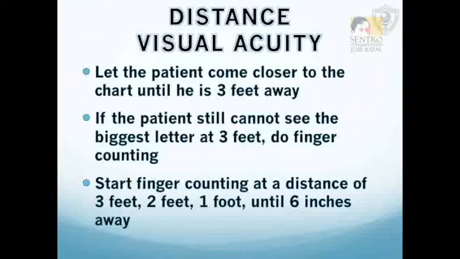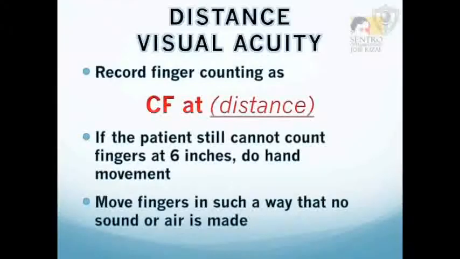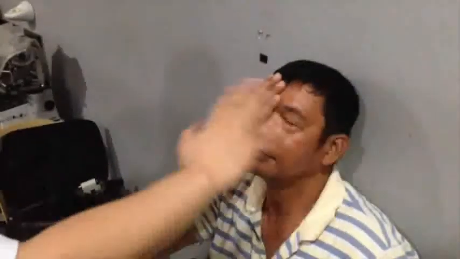If the patient still cannot see the biggest letter at 3 feet, do finger counting. Start finger counting at a distance of 3 feet, then closer at 2 feet, at 1 foot, until it is only 6 inches away. Record your findings as counting fingers at distance. If the patient still cannot count fingers at 6 inches, do hand movement. Move your fingers in such a way that no clues are made such as sound or air.